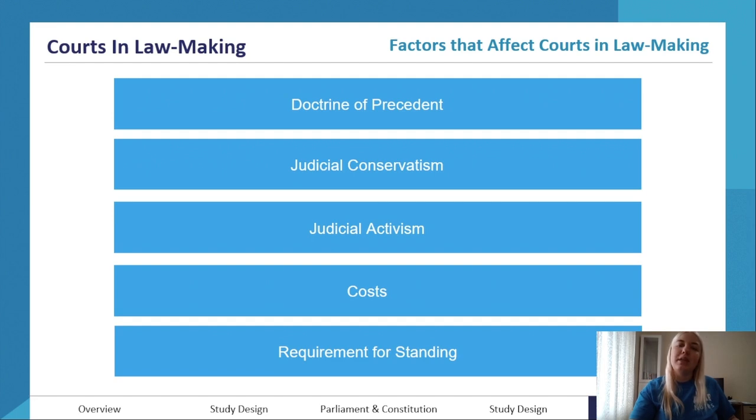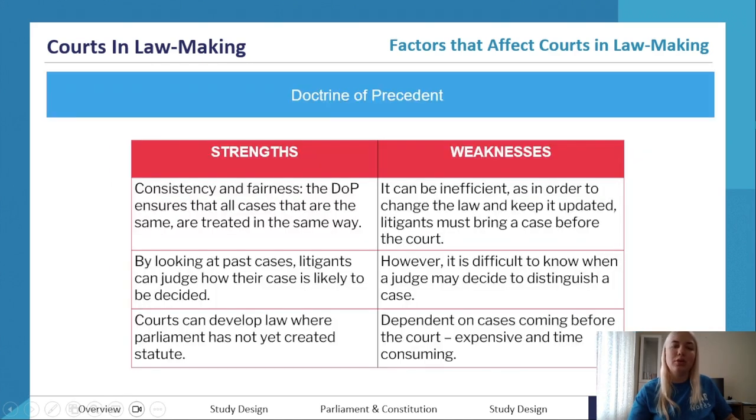Okay, now the next thing that we need to know is the factors that affect courts in lawmaking. So these include the doctrine of precedent, obviously being restricted, having to follow it, having to abide by it if it's already existing, which we already talked about. Different approaches to actually being a judge, so either the conservatist approach or the activist approach. Cost and requirement for standing. So look at each one and we'll look at the strengths and weaknesses.